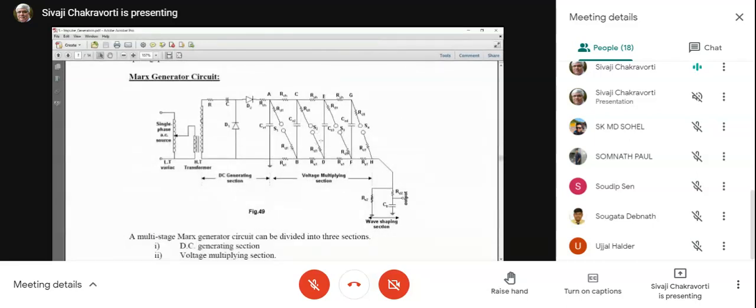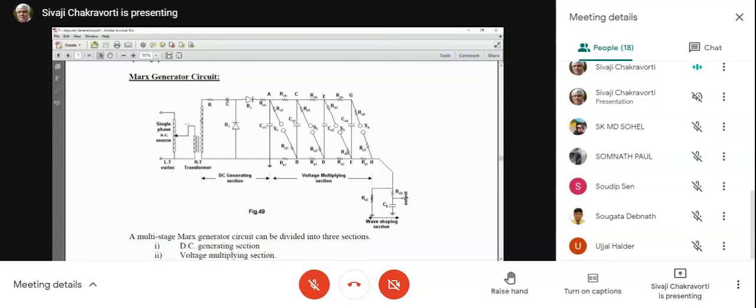So we start with this CS. Here you can see CS, but there are not one CS, there are four CS here: CS1, CS2, CS3, CS4. You can see they are all in parallel. On the left side of CS1, you can see at the bottom it is written as DC generating section.